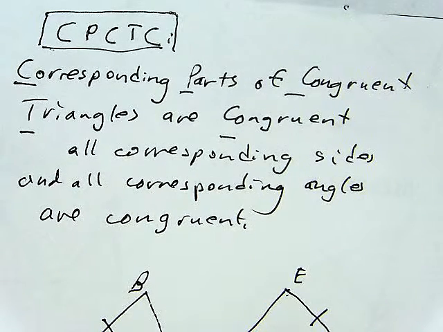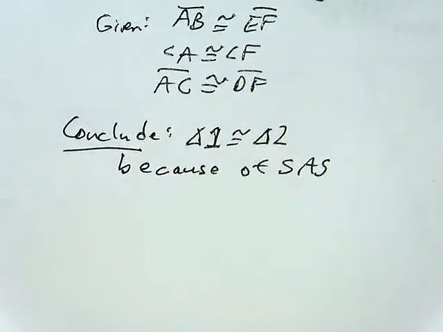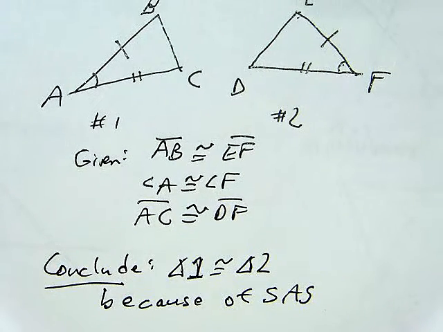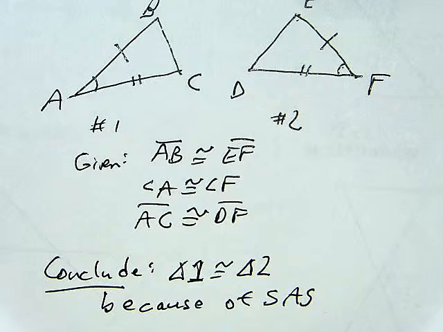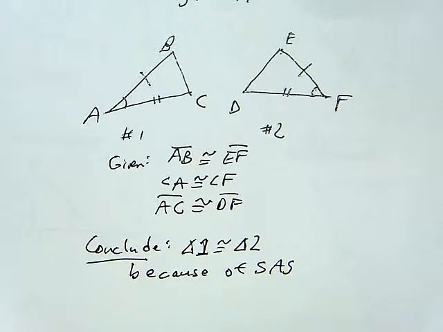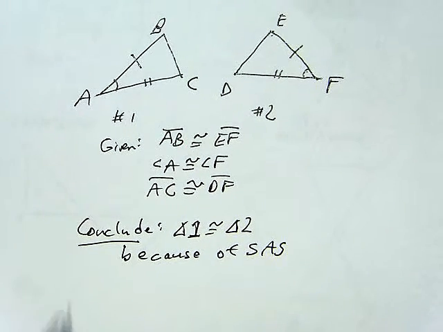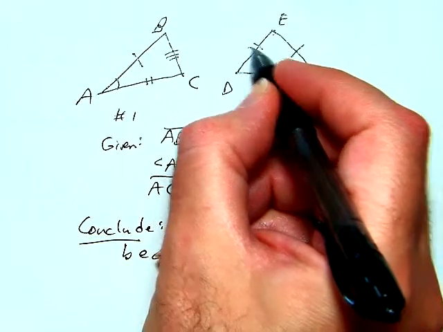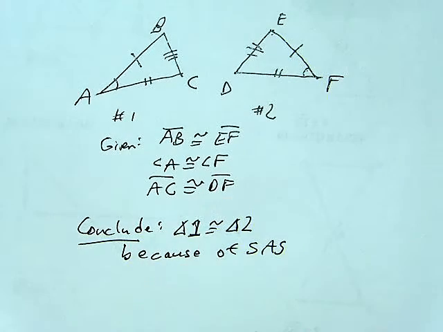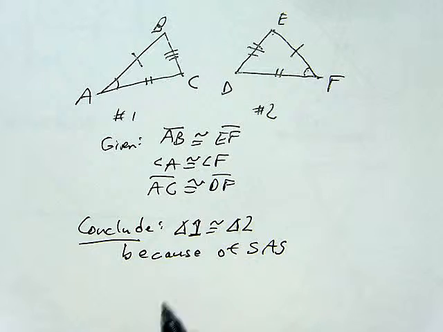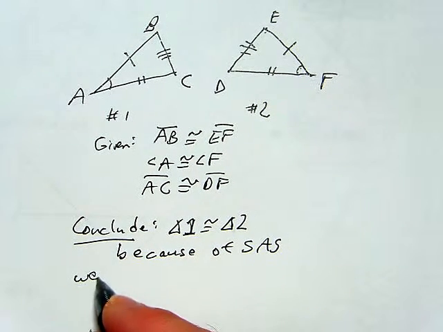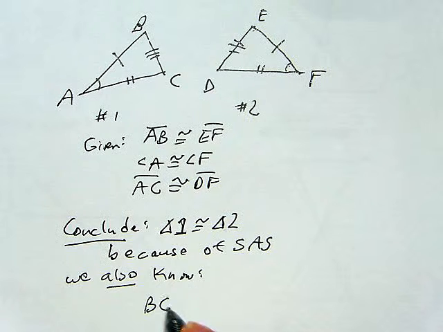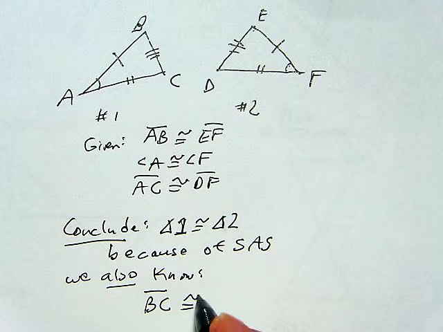So that's sort of what we know already, but what this theorem here, corresponding parts of congruent triangles are congruent, tells us very specifically is that we know a lot more in terms of congruent parts of these triangles. We know now, for example, that side BC, which corresponds to side ED, because they're the only two sides that were left over, those corresponding sides are also congruent. So we also know that side BC is congruent to side ED.